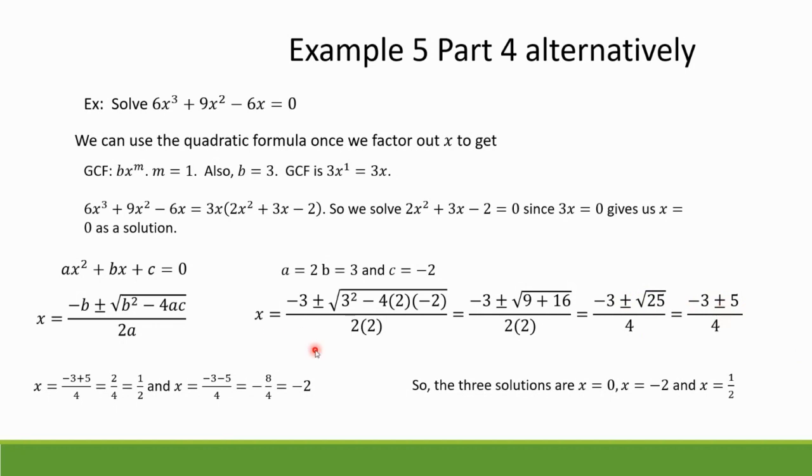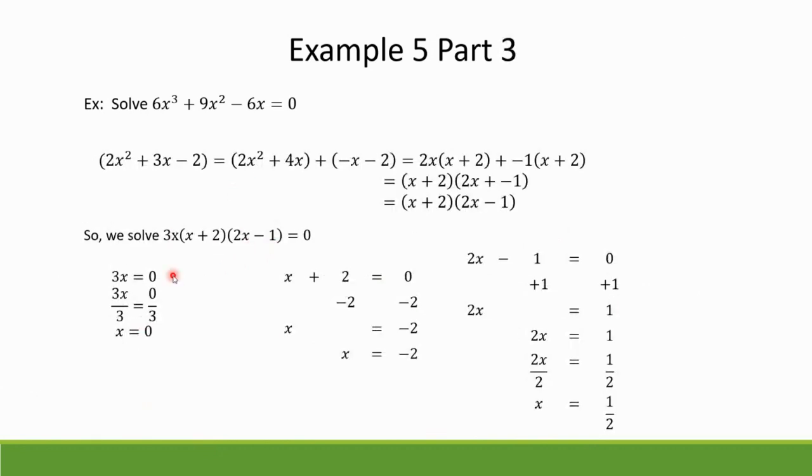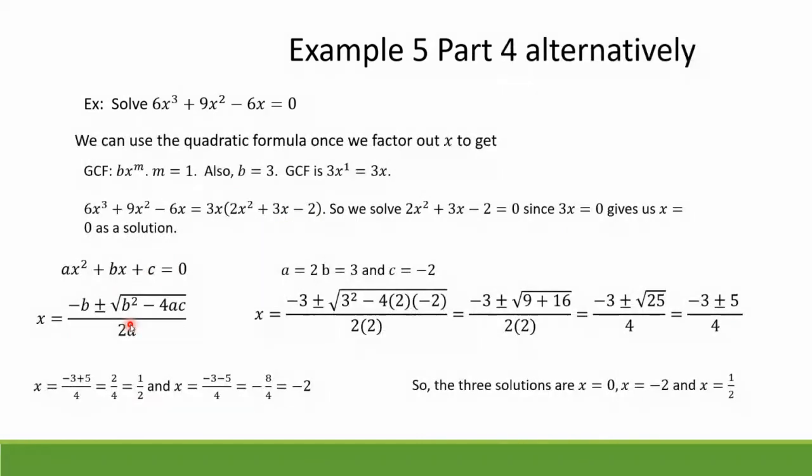Square root of 25 is 5. So the two solutions are, well, actually 3, but from the quadratic formula, we get two solutions. We get a half and negative 2: negative 3 plus 5 over 4, and negative 3 minus 5 over 4. And so our three solutions are these three. We have negative 2, a half, but don't forget also we had 3x from the beginning. Just like before, you set that equal to 0, and you get x equal to 0. All right, that's good. Are there any questions on this?